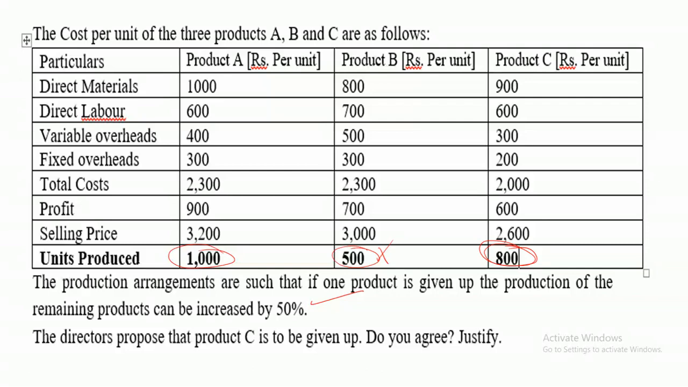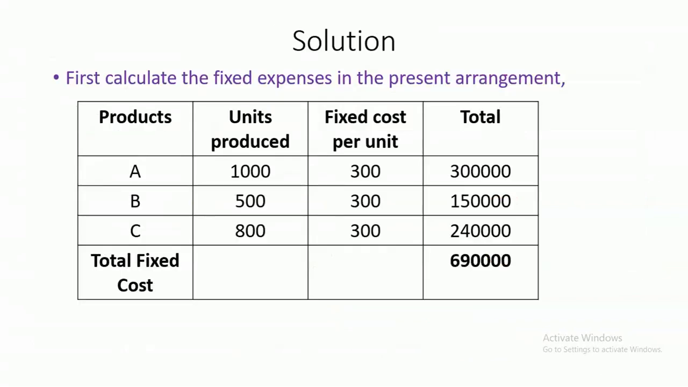So here the directors propose that product C is to be given up. Do you agree? Give the justifications. This is the problem. As of now, the existing profit of each product individually is given here in rupees. Now let us calculate the profitability of each combination, so that the combination giving maximum profit is maintained and one product can be discontinued.